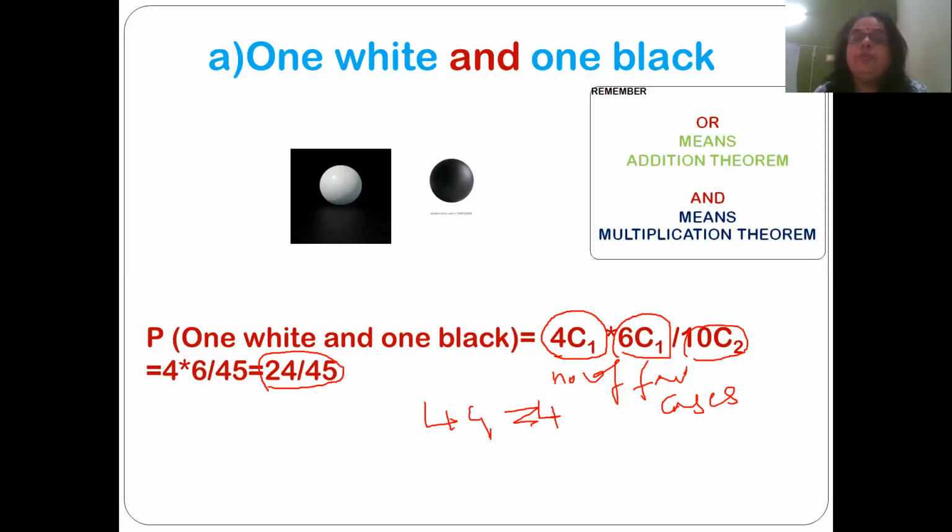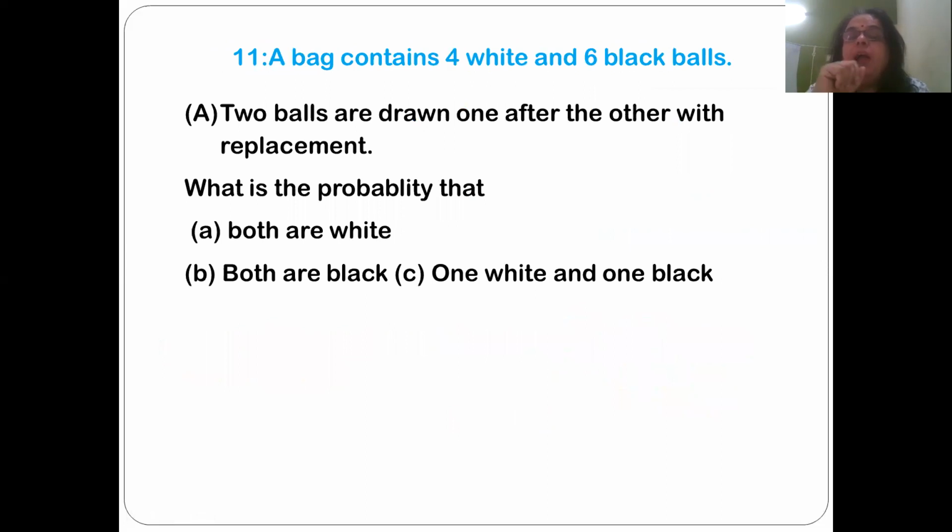Now, case 2 is something different. A bag contains, I have again put this slide only for your understanding, a bag contains 4 white and 6 black balls. 2 balls are drawn one after the other with replacement. That is, you take one, note down the color and put it back. What is the probability that both are white, both are black, one is white and another is black?